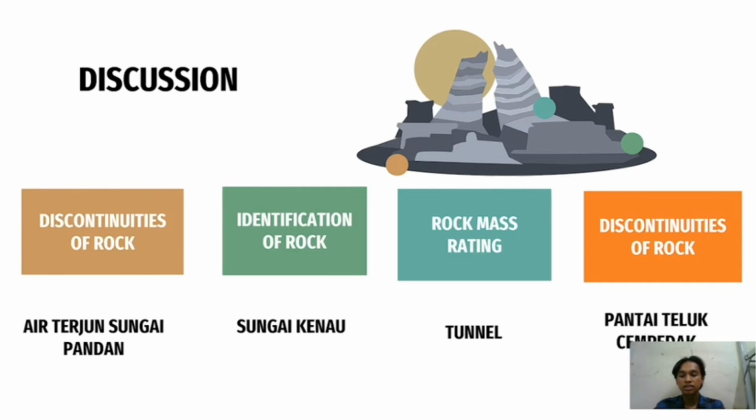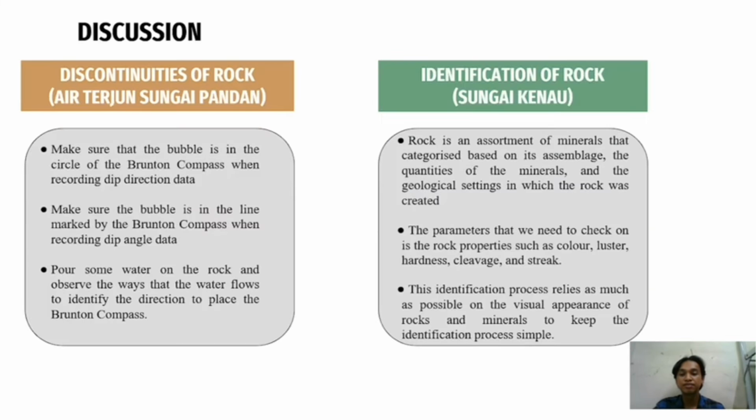I will continue on this video presentation with the discussion part. For discussion, it is divided into 4: discontinuities of rock at Air Terjun Sungai Pandan, identification of rock at Sungai Kenang, rock mass rating at the tunnel, and discontinuities of rock at Pantai Teluk Cempedak.